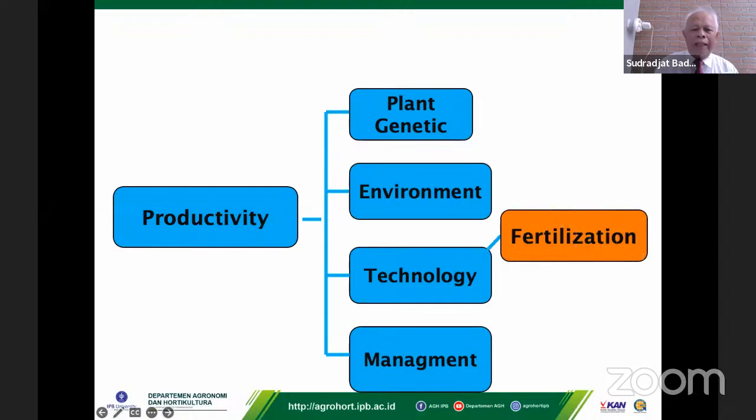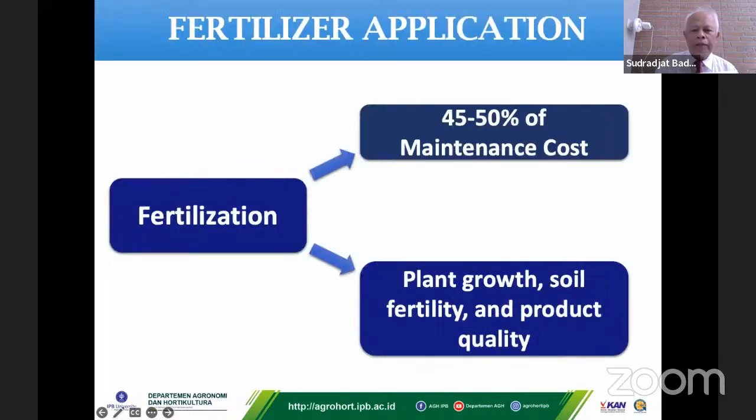As we know, productivity depends on plant genetics, environment, technology, and management. So our concern is how to improve fertilizer use. Fertilizer, as I mentioned before, is 50% of the cost, and the dose depends on the plant growth and soil fertility, and also depends on the product quality.